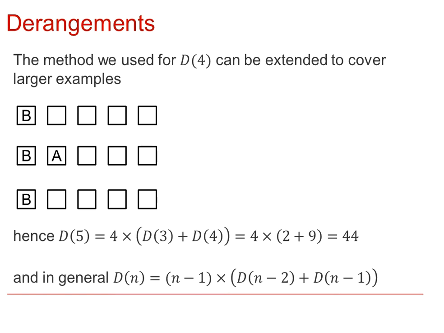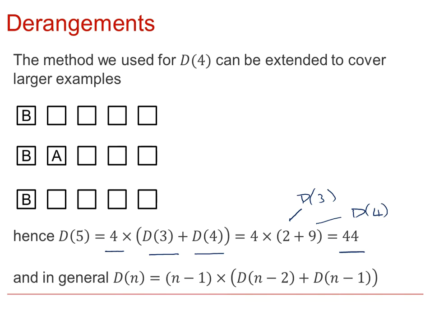Hence, for 5 objects, the number of derangements, or D5, will therefore equal 4 times D3 plus D4, which equals 4 times 2, because we already know that D3 equals 2, plus 9, which we already know is D4, giving us a total of 44. And in general, we'll find that D of n equals n minus 1 multiplied by D of n minus 2 plus D of n minus 1.